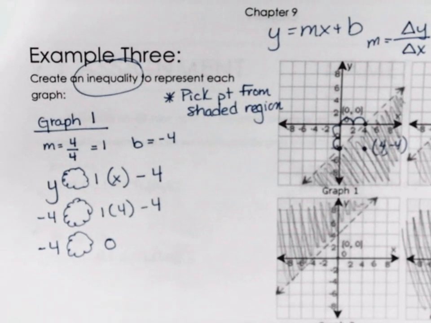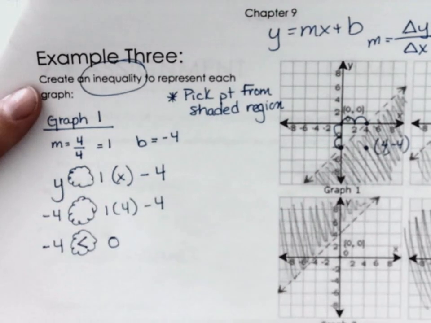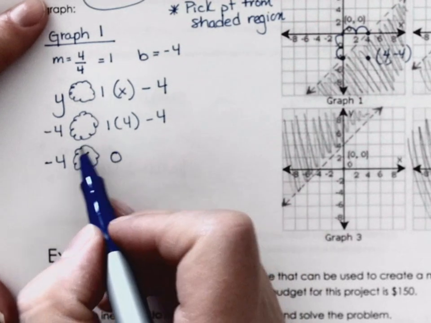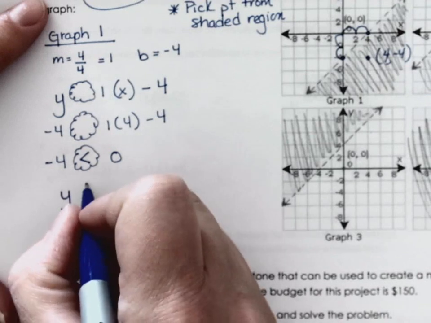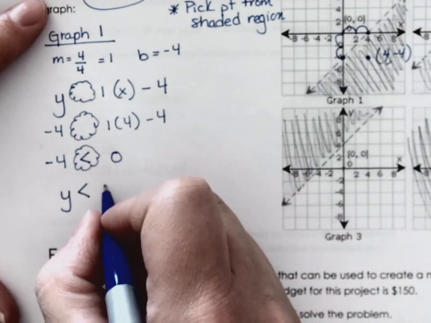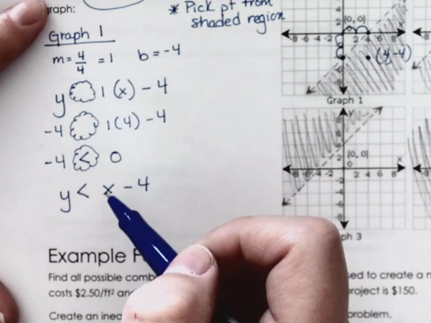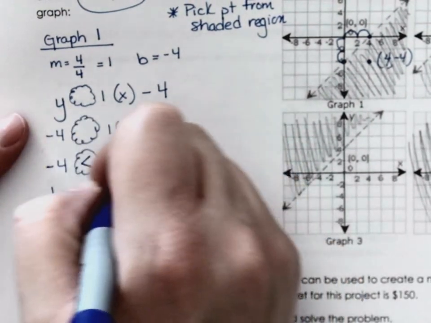Okay, so is -4 greater or less than 0? And hopefully you are all shouting less than. So I know my inequality, so all I do is substitute it back up in here. We're going to have y is less than x minus 4. Now notice I didn't put the 1 in there. If you do choose to put the 1 in, you're perfectly okie dokie to do that.